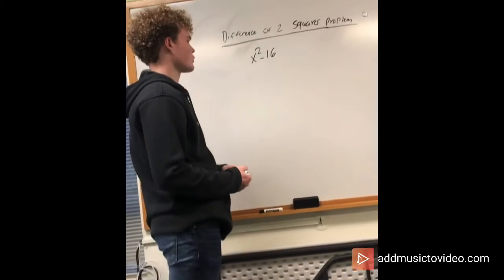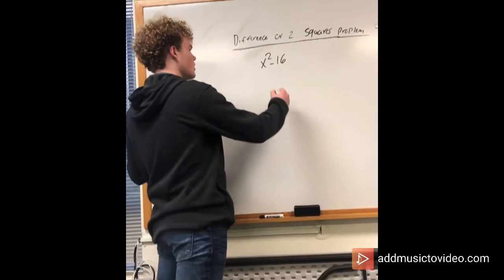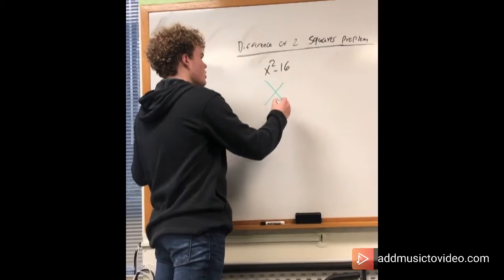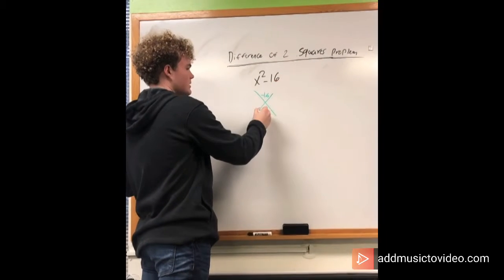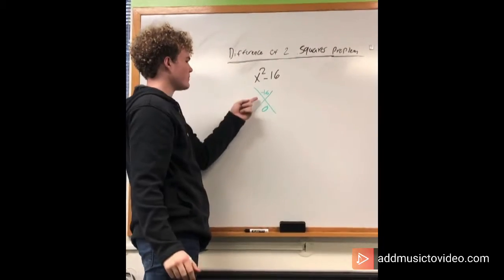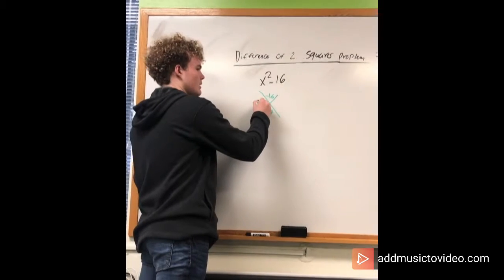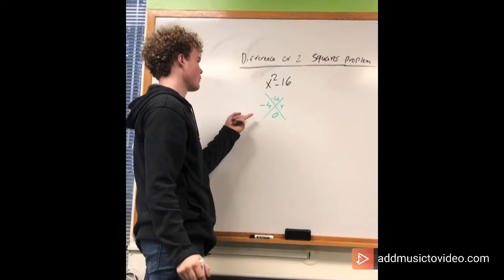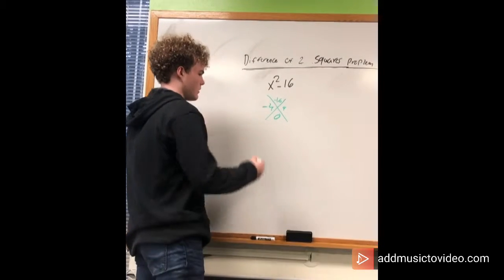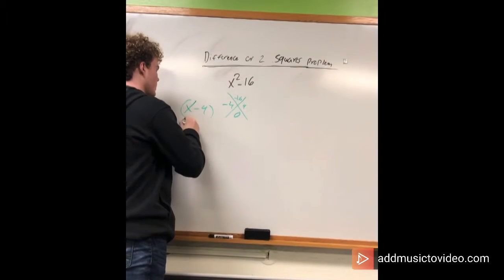To solve a difference of two squares problem, first you would get your problem, and I did x squared minus 16. You would put the negative 16 up here, but since there is no middle number, you put 0. And you see what multiplies to get negative 16 and what adds to get 0. So you would get negative 4 and 4, because negative 4 times 4 is negative 16, and 4 minus 4 is 0. So your answer would be x minus 4 and x plus 4.